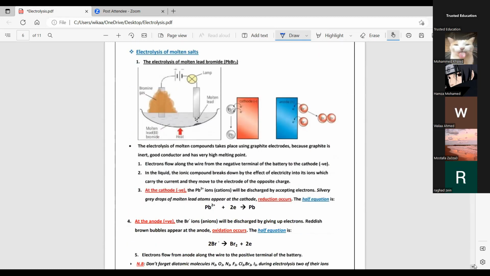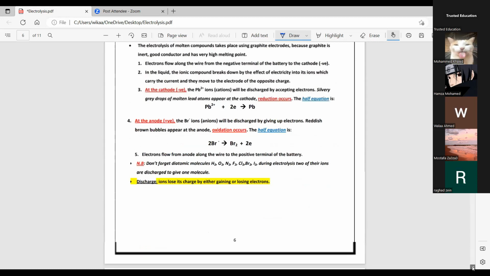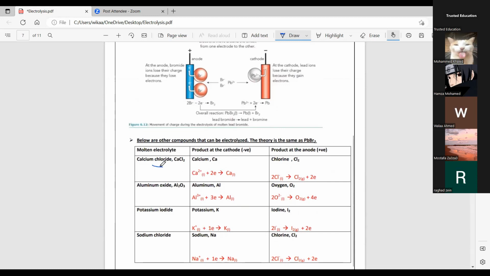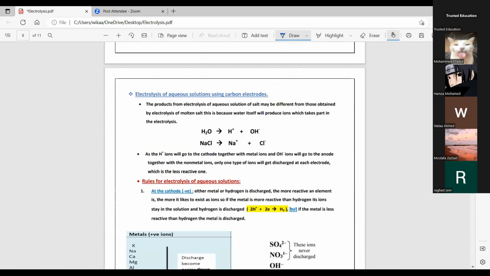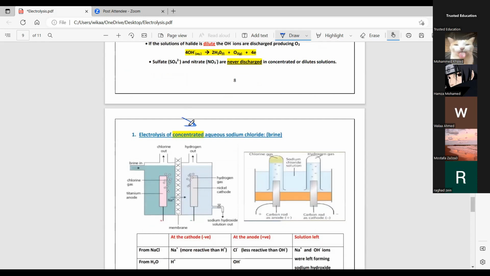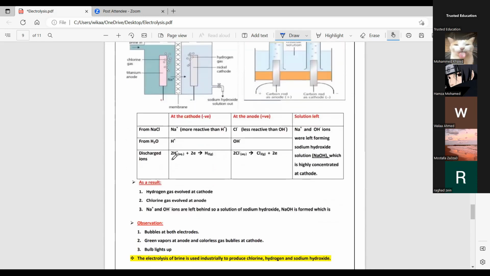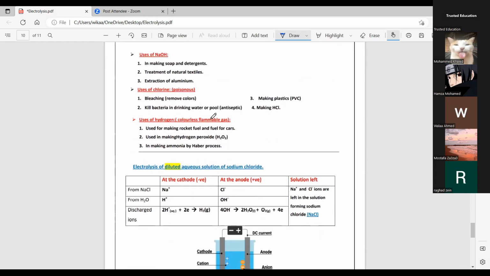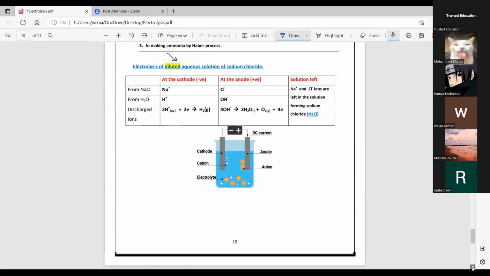بعد كده عندنا أهو ده المولتن. هنا colors بس to show you what's happening. وهنا في table في examples if you want. إيه هي examples at the anode and at the cathode. You can practice this. وعندي aqueous هنا بقى using carbon electrodes. عندي concentrated اهو. وبعدين ده table مكتوب فيه البرودكتس والobservation وكل الكلام ده. وبعدين عندي بعدها هنا طبعا uses of sodium hydroxide وكلورين وهيدروجين، وهنا diluted والفرق ما بينهم هما الاثنين. بس كده.